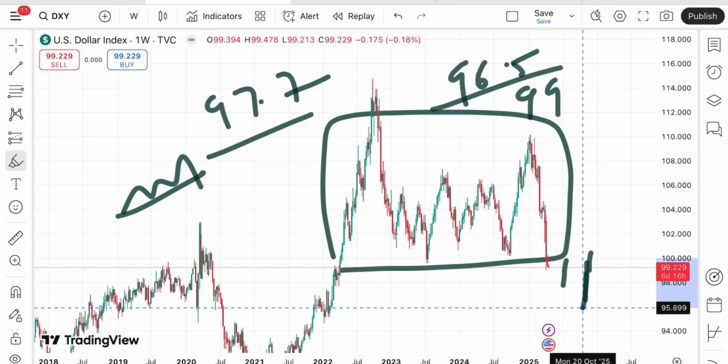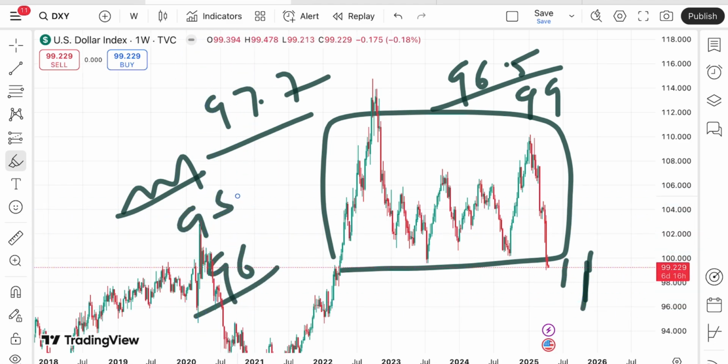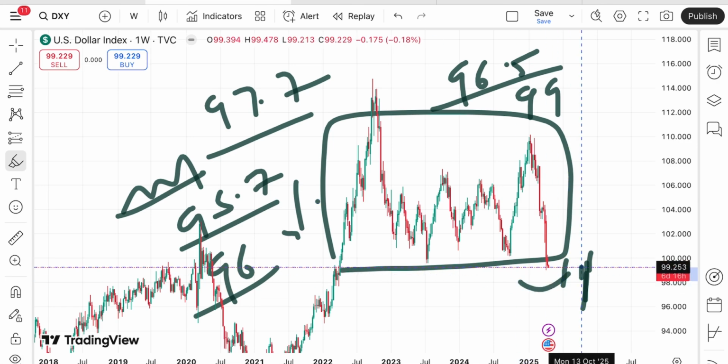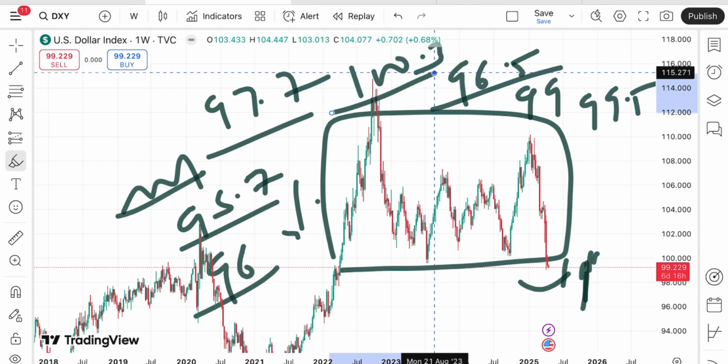Suppose the price starts falling below that particular level, we can see it will touch a level of 96 to a level of 95.7, and if that doesn't sustain, a further low will be there. But if it starts forming a swing, we can see it will touch a level of around 99.5, and once it starts moving over this level, it can touch a level of $100.3.